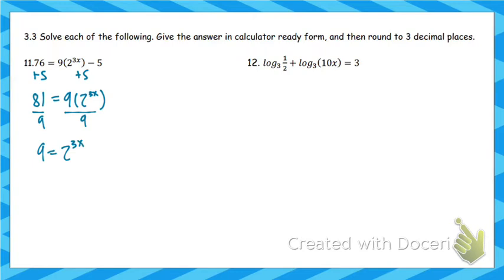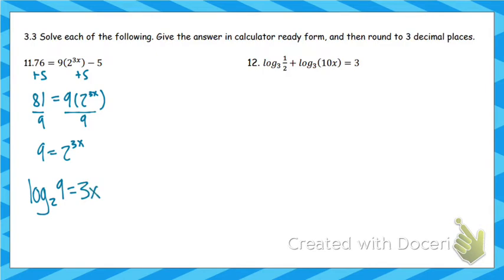Once you have the exponent base by itself, you're going to go from exponential form to log form. So the base of the exponent is the base of the log. So this would be log base 2. Then you flip your other two numbers. So log base 2 of 9 is equal to 3x.